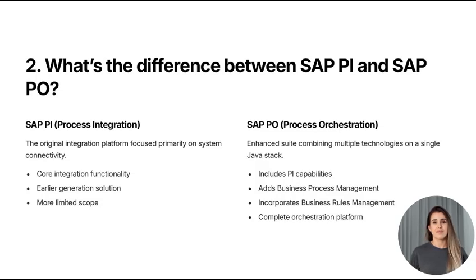2. What's the difference between SAP Pi and SAP PO? SAP Pi, Process Integration, is the older version focused mainly on integration, while SAP PO, Process Orchestration, is the enhanced suite that includes Pi, BPM, Business Process Management, and BRM, Business Rules Management, on a single Java stack, offering a more complete integration and orchestration platform.